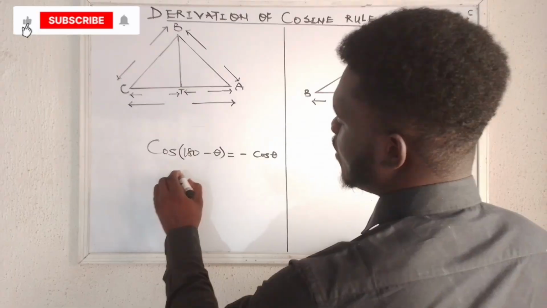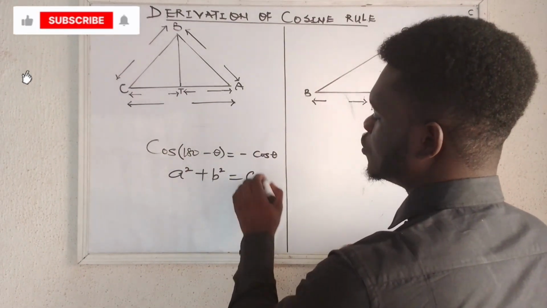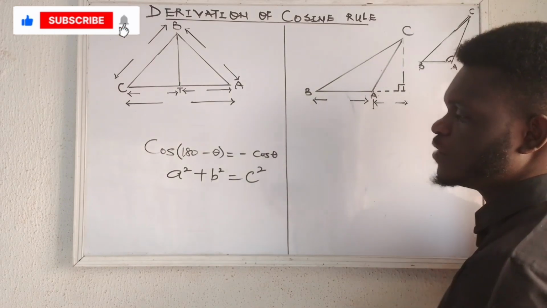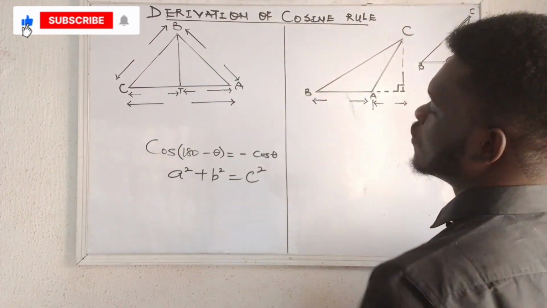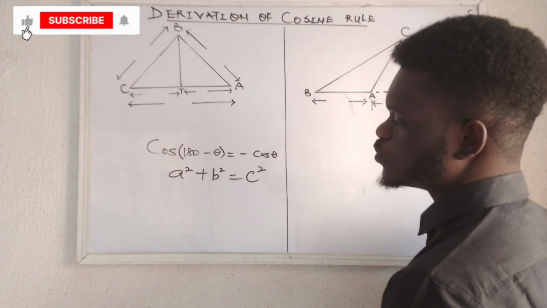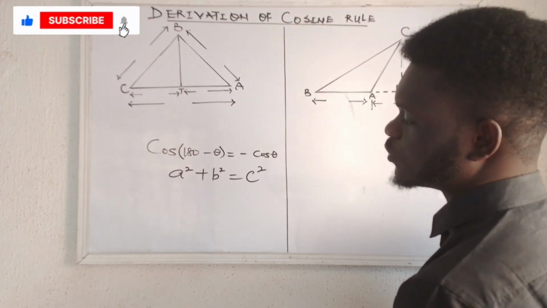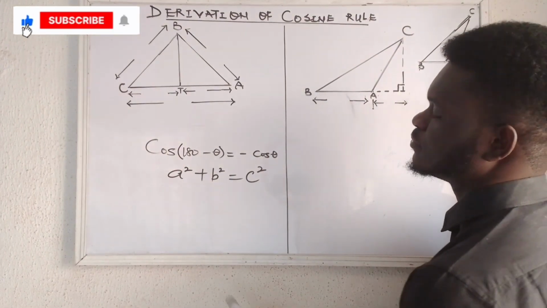Then we also know, remember the Pythagoras law that says a squared plus b squared equals c squared. These are very important laws that we need to keep to heart before we can delve into the derivation of the cosine rule. So a squared plus b squared must be equal to c squared. This is one you must keep to heart also. Now, if you've noted that, let's move on to the next.